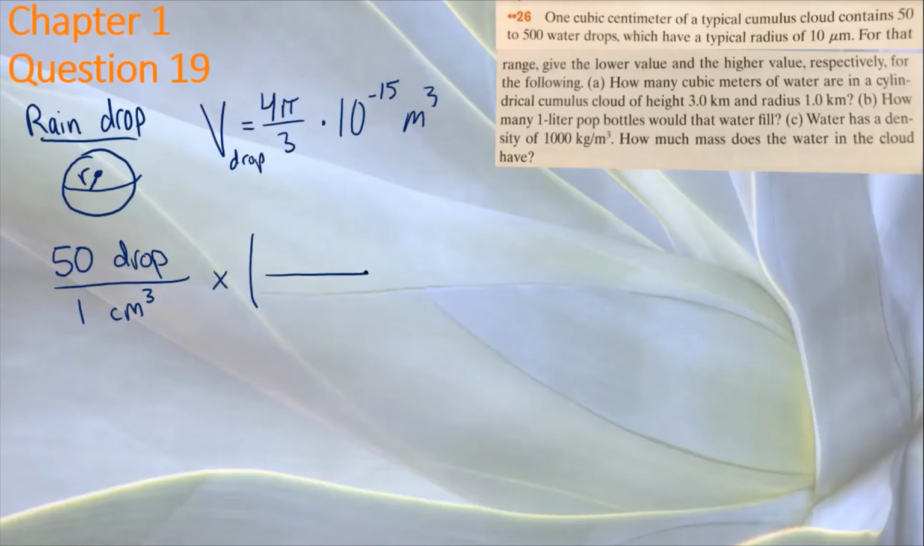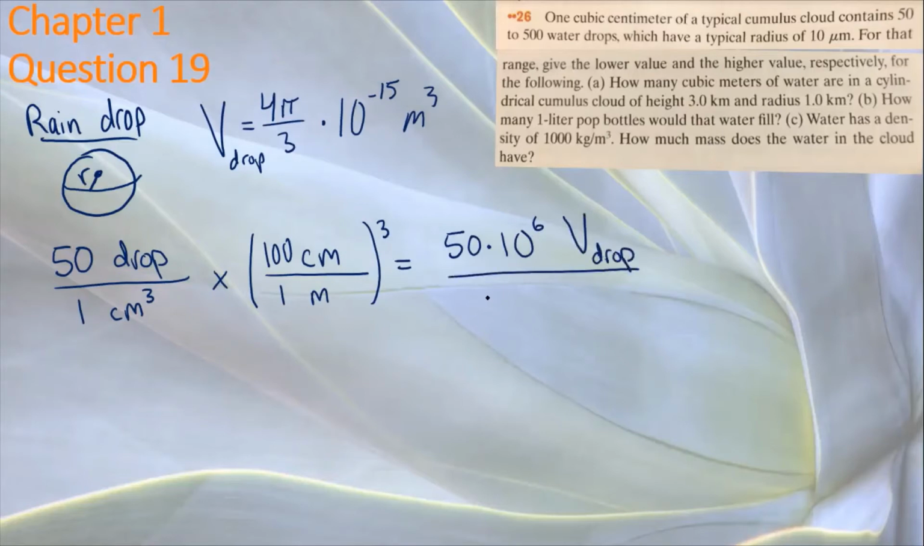And we do this by setting up a conversion factor that converts centimeters into meters. And we have 100 centimeters in 1 meter. But since these are both cubed, we have to cube the conversion factor. This tells us that there is 50 times 10 to the 6th drops of water in 1 meter cubed.